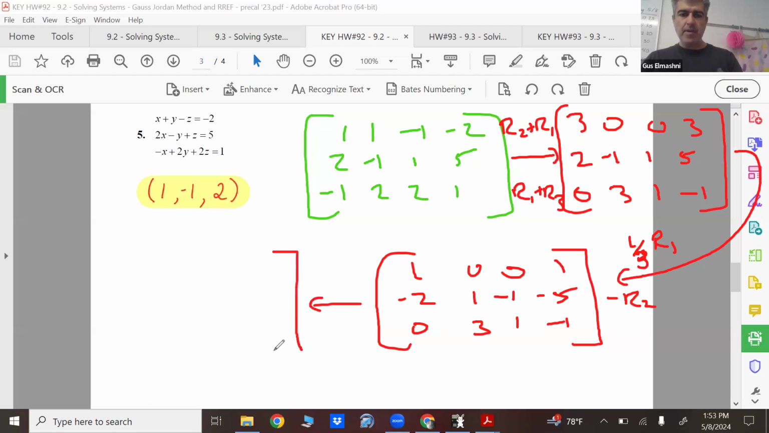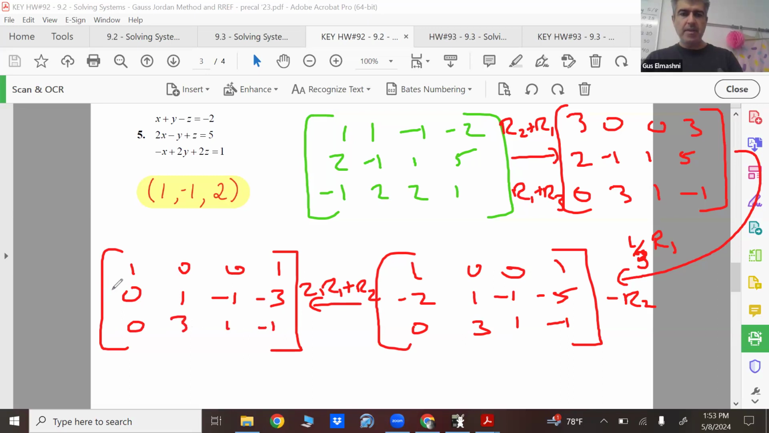Okay, I think now I'm getting somewhere. I'm going to do 2 R1 plus R2. Why do you think I'm doing that? What will that accomplish? It makes that 0, right? It makes that still 1, that still negative 1, and that negative 3. And I won't touch that. I'll leave that alone.